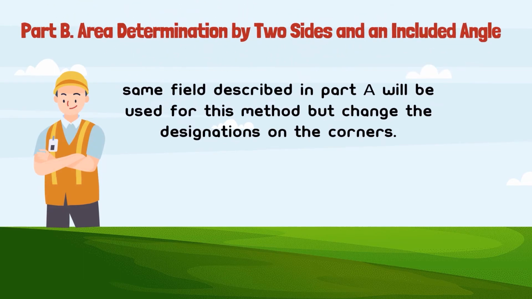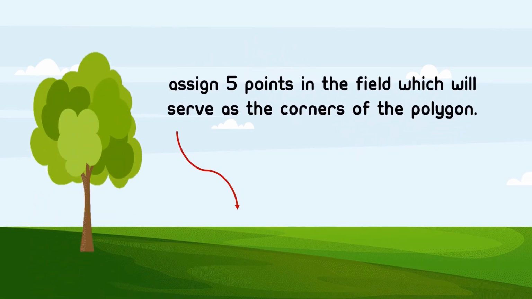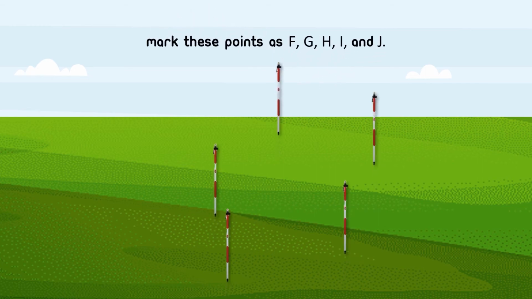Part B, we have area determination by 2 sides and an included angle. First, same field described in Part A will be used for this method, but change designations on the corners. Second, assign 5 points in the field which will serve as the corners of the polygon. Instead of A, B, C, D, and E, mark these points as F, G, H, I, and J.